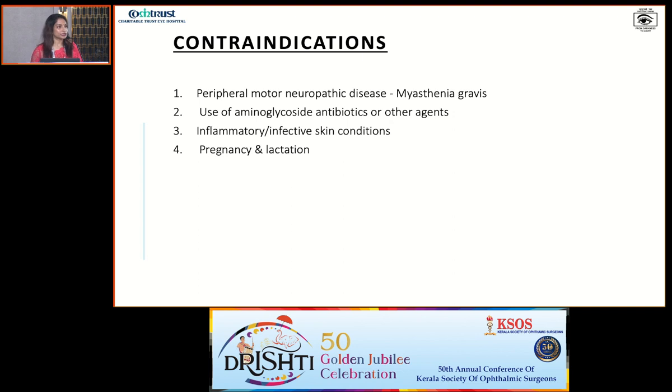So the contraindications are, it should be avoided in patients with peripheral motor neuropathic diseases such as myasthenia gravis, as the effects can be debilitating, leading to even death. And it should be used with caution in patients on aminoglycoside antibiotics or other agents. And you should look for any inflammatory or infective conditions in the area of injection. And since the effects are unknown in pregnancy and lactation, better to stay away from administering the same.